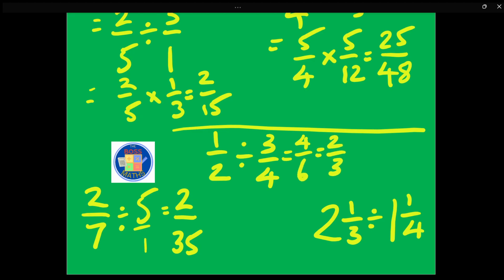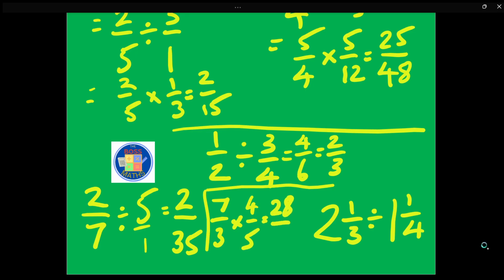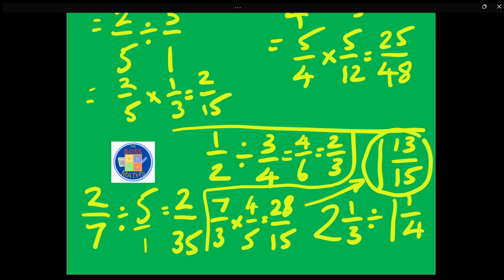The last one, if you change the fractions, you get 7/3 times, and I'm going to flip it while I'm doing it as well, 5/4 becomes 4/5. That gives 28/15, which if you change it to a mixed number is 1 whole and 13/15. This is your final answer for the last one.